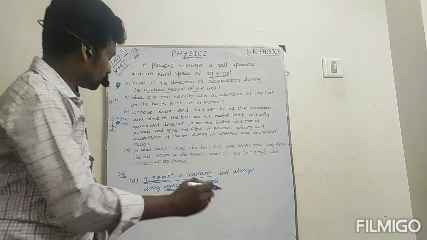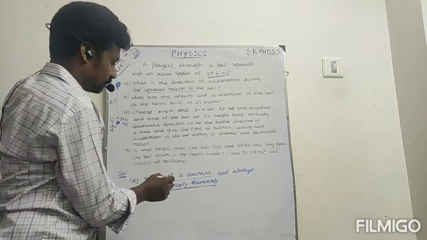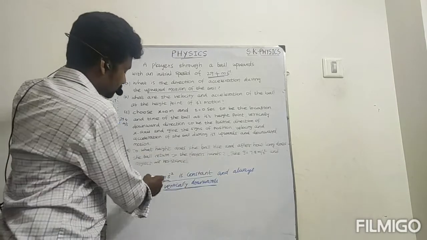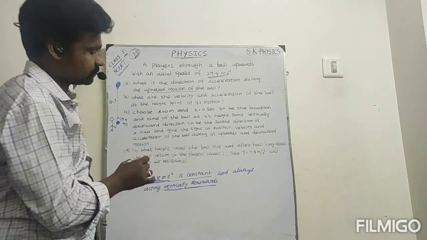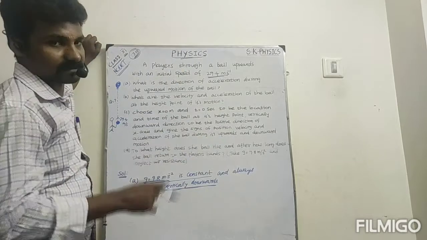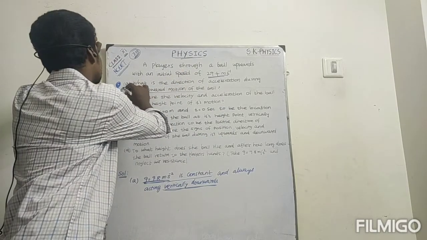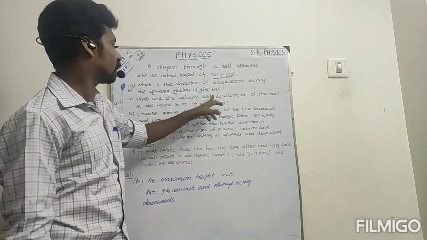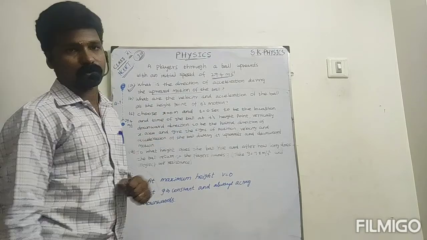So you know this question's answer: the g value is the acceleration, that is acceleration due to gravity, 9.8 meter per second square. It is a constant, and it is acting vertically downward. That is a very important point. So now the first question is over. What are the velocity and acceleration of the ball at the highest point of its motion?